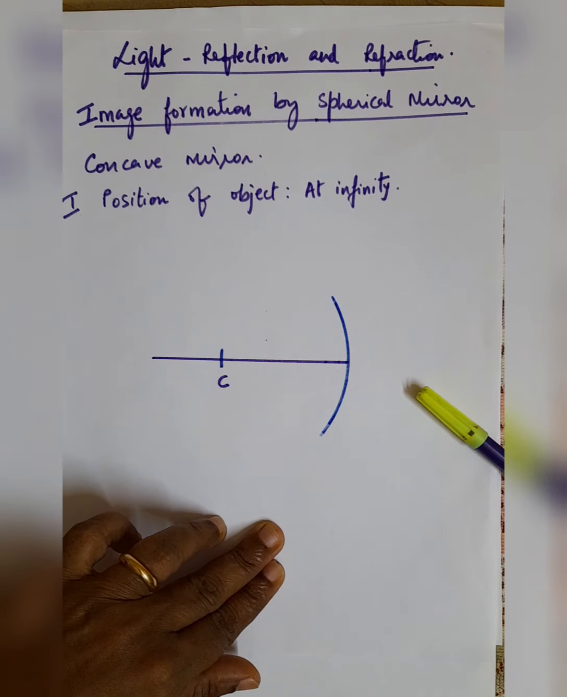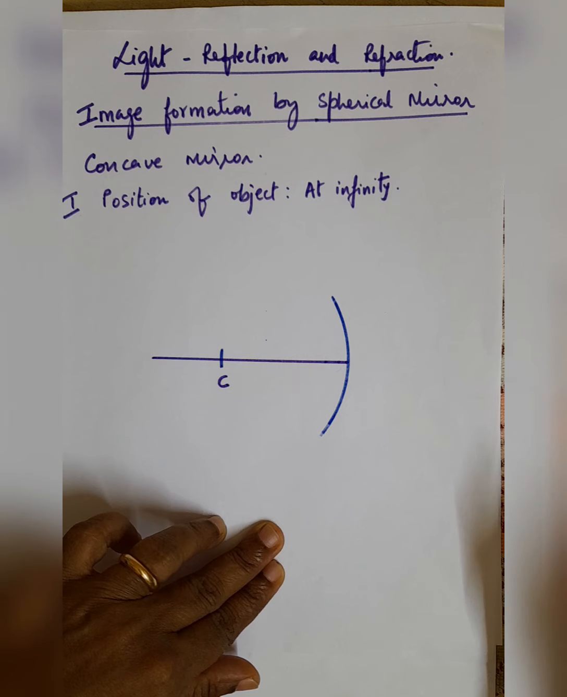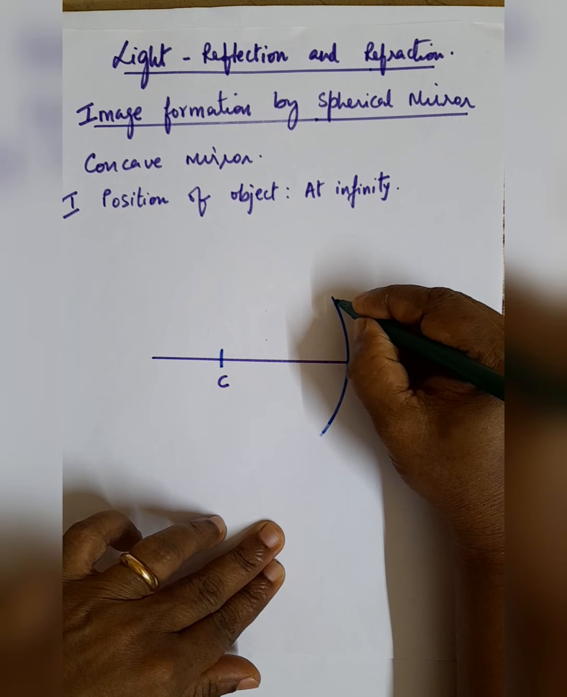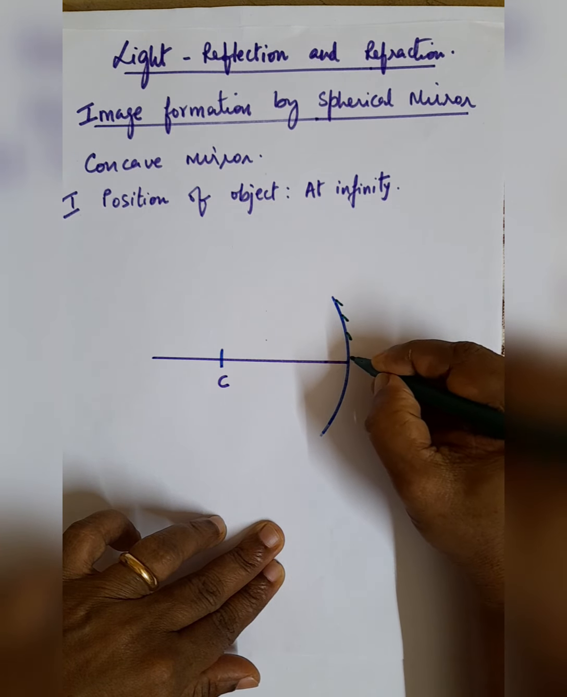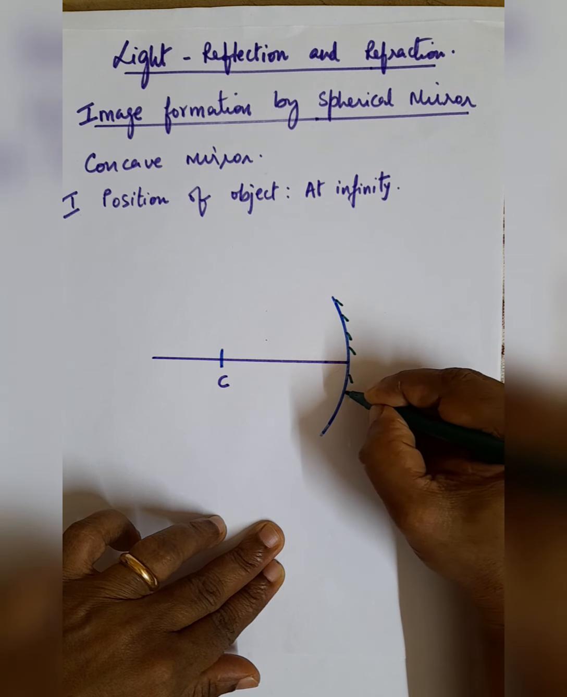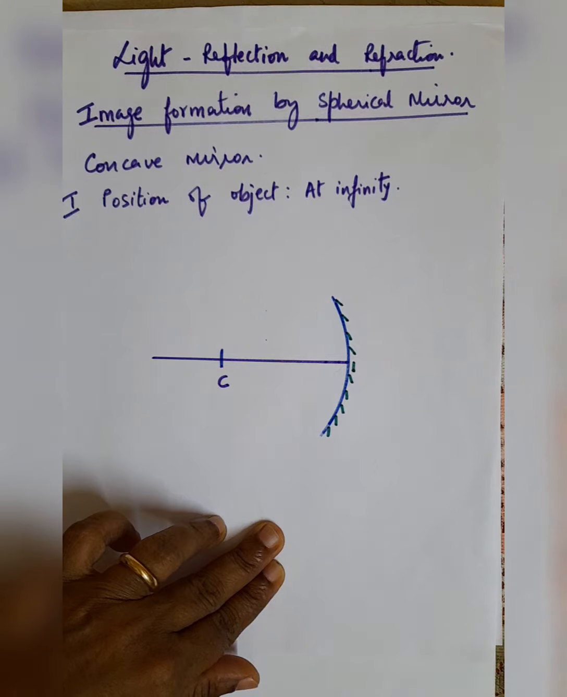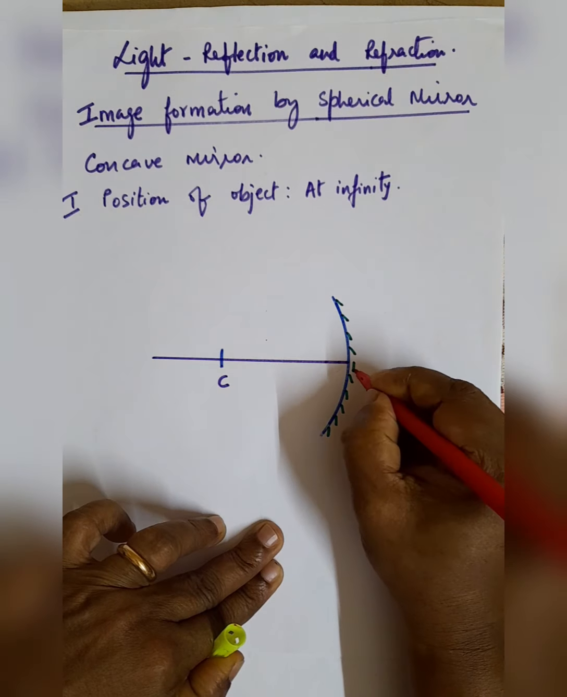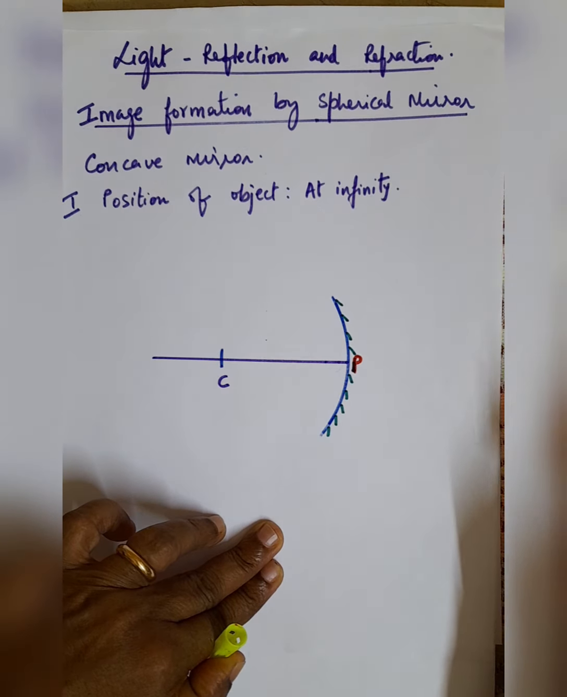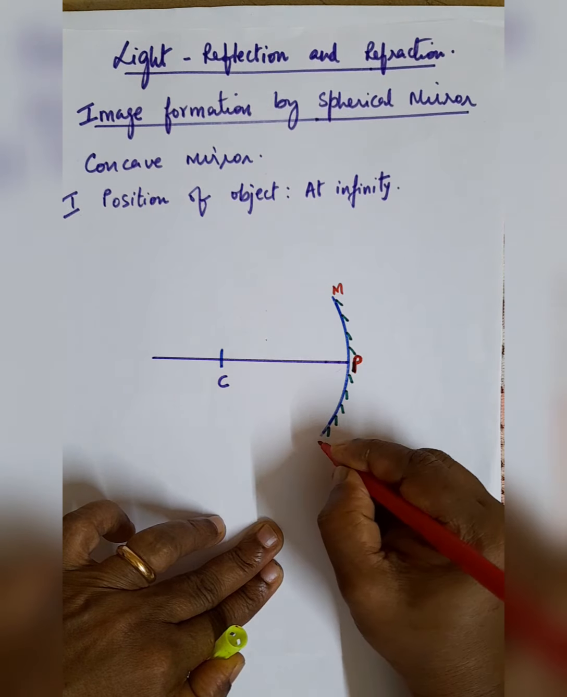This is the concave mirror. The inner side is reflecting and therefore I shade the outer side. This is P. P is the pole of the mirror. MN, the aperture.